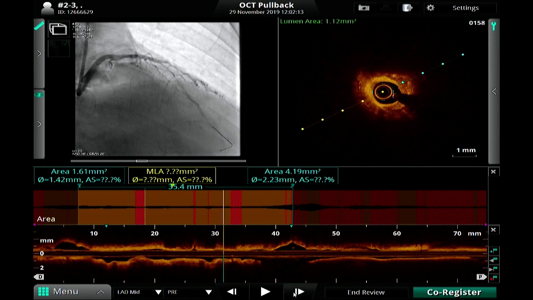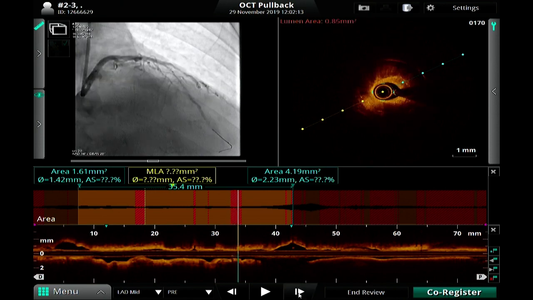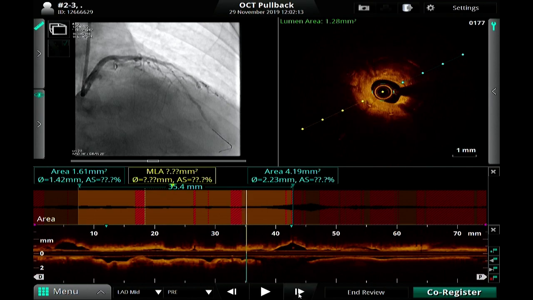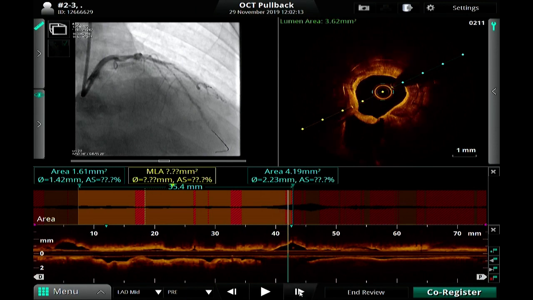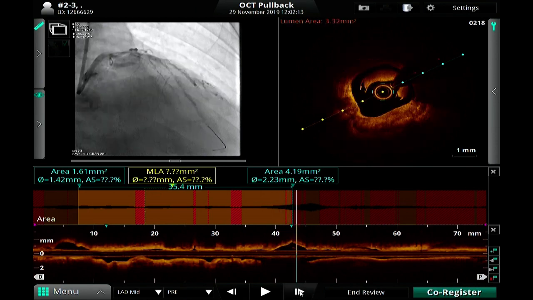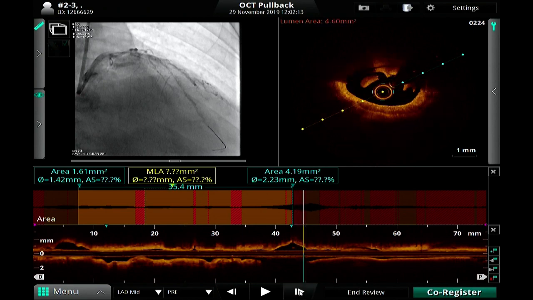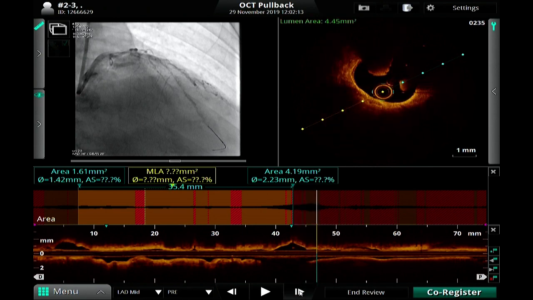If we move proximally, this is a typical appearance of neoatherosclerosis. Yes, a lipid pool inside the stent here. You can see the full lipid pool, which makes the risk of distal no-reflow or embolization higher in this case. Moving proximally again, there is a mixture of in-stent calcification and a lipidic pool inside the stent. This is a very typical image of long-standing neoatherosclerosis.